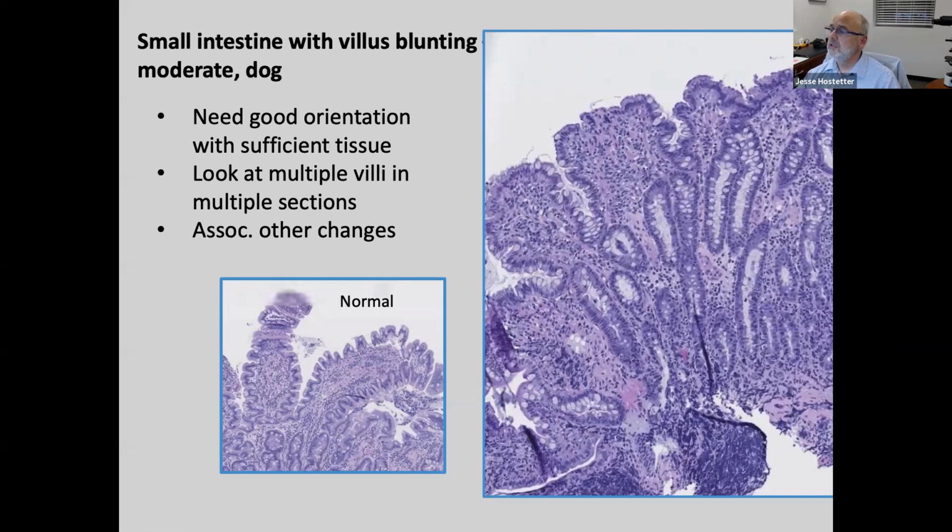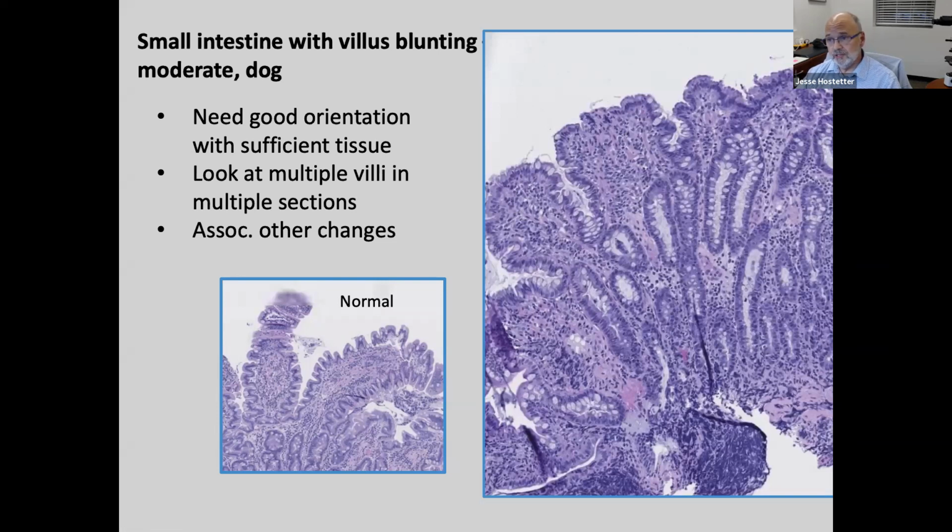And if you're seeing short, stubby villi in multiple sections and multiple villi on the same section, that's good evidence that you're dealing with blunting of villi. Another powerful indicator is if you see fusion of villi, and in that situation, you'll see a domed villus and you'll see multiple crypts associated with that. So that will fuse. That's from fusion.